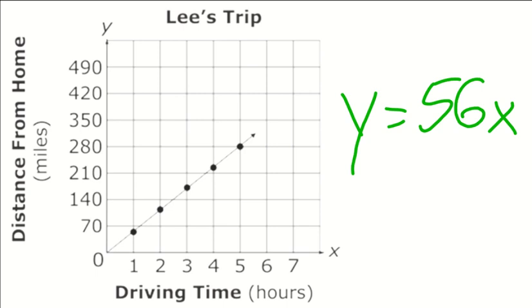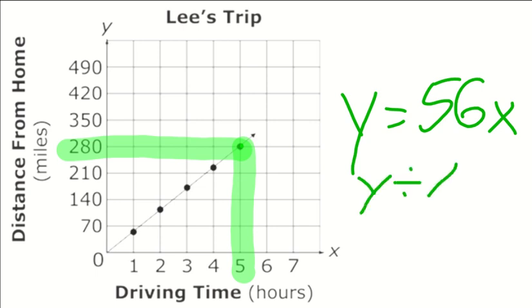We need a point on a corner. Only one of these points works. That is that point right there. So what we do, we look at the y value and the x value, and we divide y divided by x. So in this case, it is 280 divided by 5. 280 divided by 5 is 56, and that becomes your coefficient on the x. Okay? Any questions on the graph?